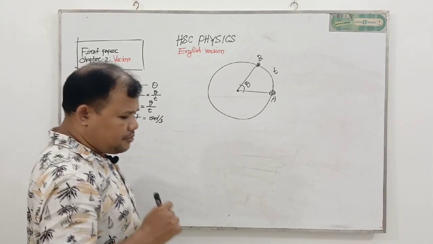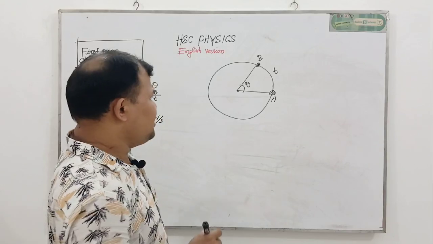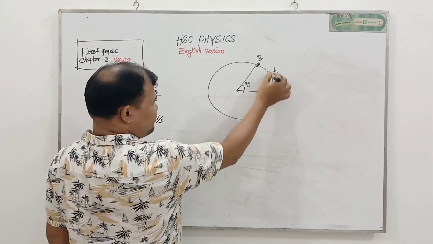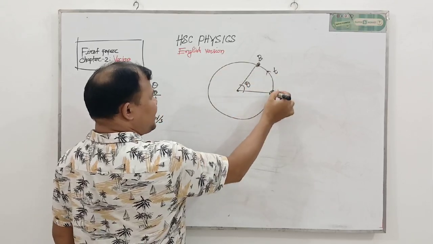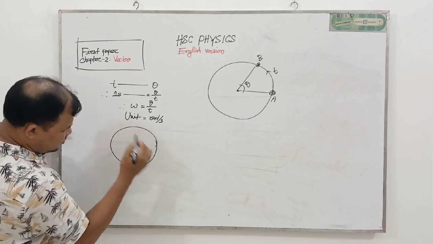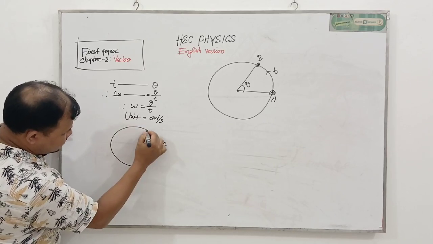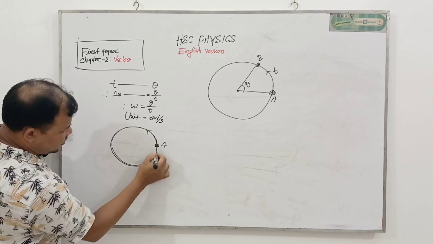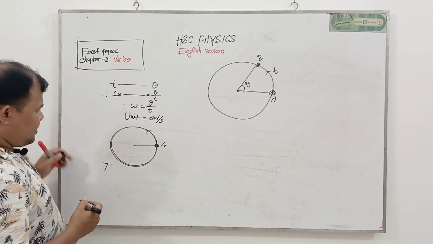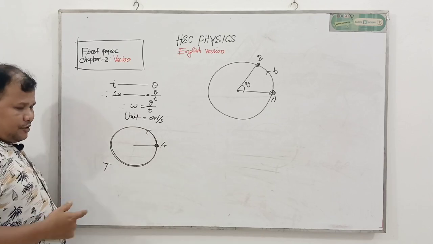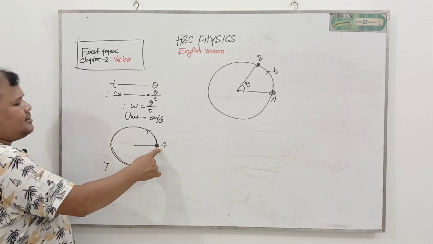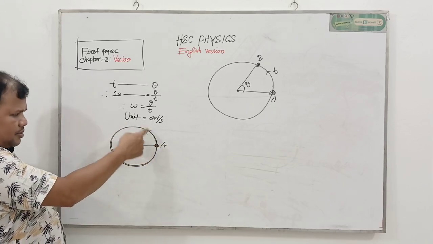Now my dear student, my question to you: if a body starts to rotate from here, starts its journey from A, and after completing a full cycle comes again to point A, like this, how much time is needed? Suppose T time is needed. T is the time period. After time T, this body comes again here after completing one cycle.